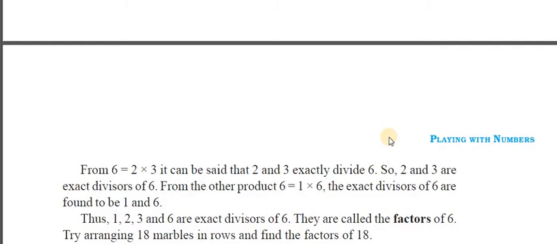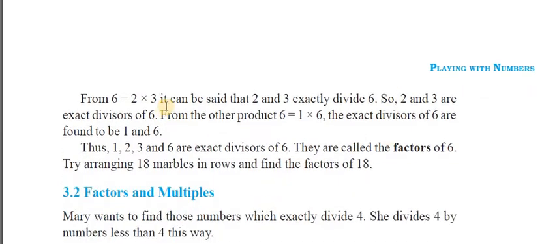From this, 2 multiplied by 3, it can be said that 2 and 3 exactly divide 6. So 2 and 3 are exact divisors of 6. From the other product, 6 times 1, the exact divisors of 6 are found to be 1 and 6. So thus 1, 2, 3 and 6 are exact divisors of 6. They are called factors of 6. So what is this called? Factors. What are we trying to find finally? Factors. Now he is asking us to find out the factors of 18.